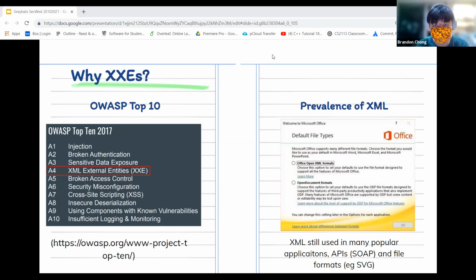Actually, in the newest OWASP, which was compiled this year, it was reclassified under security misconfiguration, but it's still one of the top 10 vulnerabilities. If I'm not wrong, security misconfiguration for OWASP 2021 is A5. Also, XML is still very prevalent in today's applications. While it is true that there are more popular formats such as JSON, which are being used for data transportation, XML is actually still very popular. It's used in many applications such as Microsoft Office, as well as APIs like SOAP and file formats like SVG.